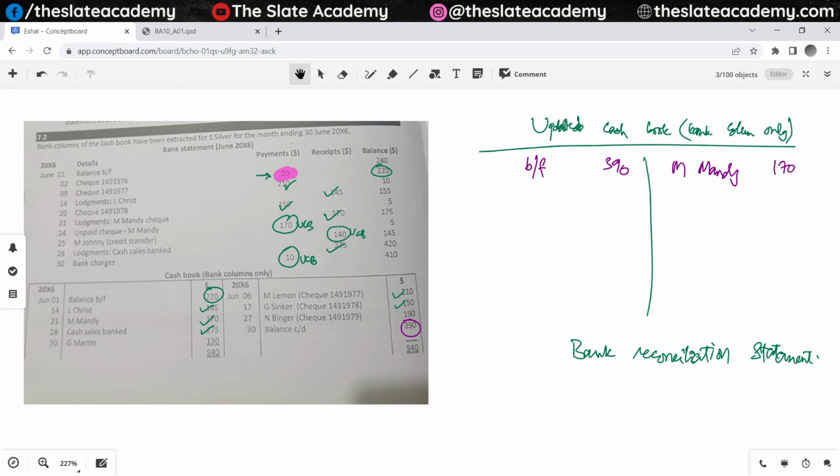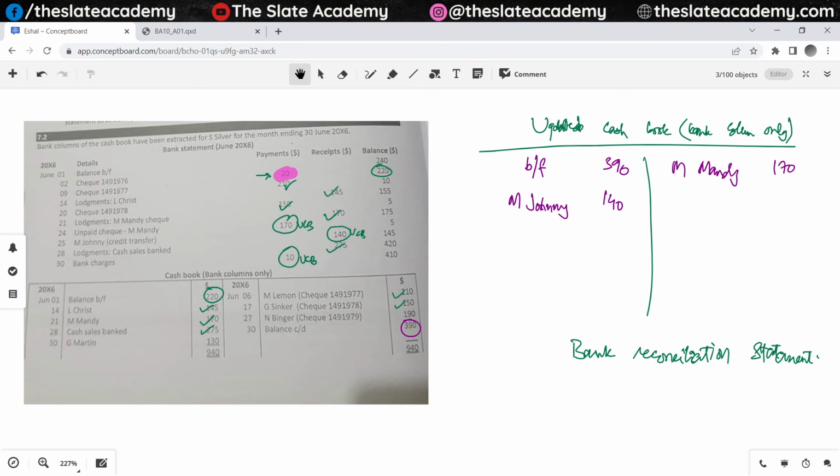Acha ji, the next one is M Johnny credit transfer. So some debtor has made a direct transfer to a bank account which we couldn't record. So we'll now record it, 140, and we will credit M Johnny's account.